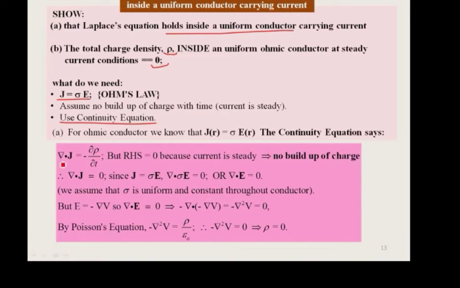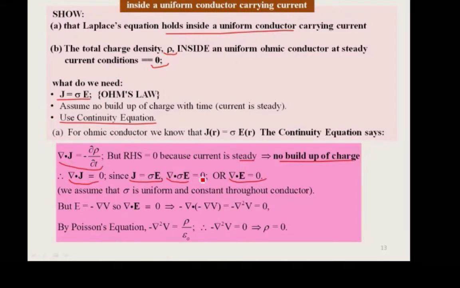So we put J in the continuity equation and realize that the right-hand side, which is this quantity right here, will be 0 because the current is steady. In this case, there's no buildup of charge occurring. So if you have del dot J equals 0, since J is equal to sigma times E, if you take the divergence of that and set it equal to 0, you can conclude that the divergence of E equals 0. So you start here, you say J is equal to this quantity, take the divergence, and that's equal to 0, and therefore del dot E is equal to 0.